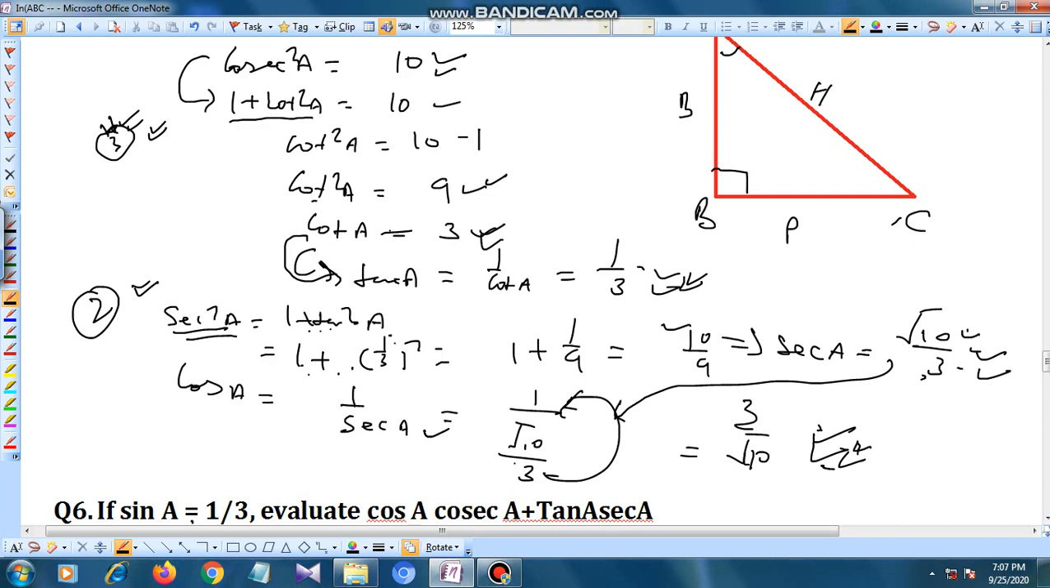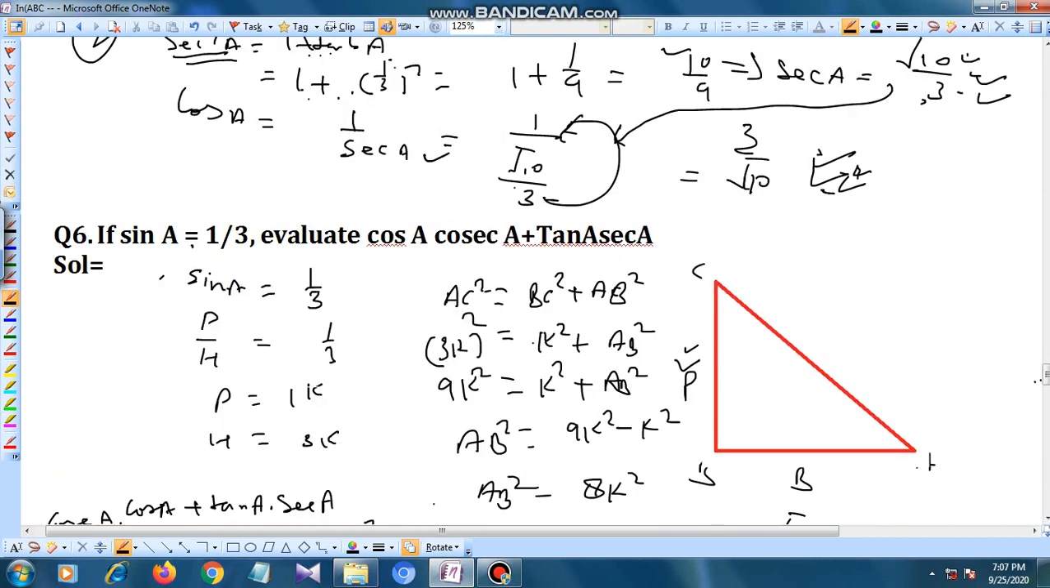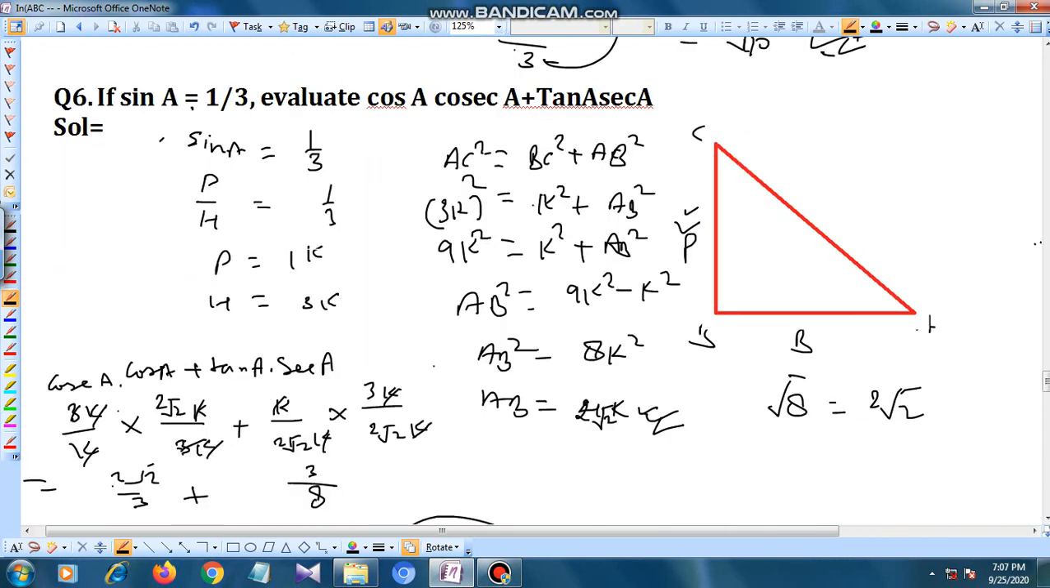Now our next question is 6. If sin A equal to 1 by 3, then evaluate cos A into cosec A plus tan A into sec A. We know that sin A is the ratio of perpendicular and hypotenuse. So sin A equal to P upon H. In this question, suppose this is angle A, so it means BC will be perpendicular and this is angle B, so it will become hypotenuse. So P upon H equal to 1 by 3.